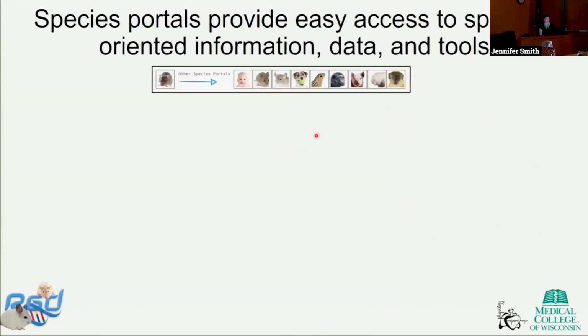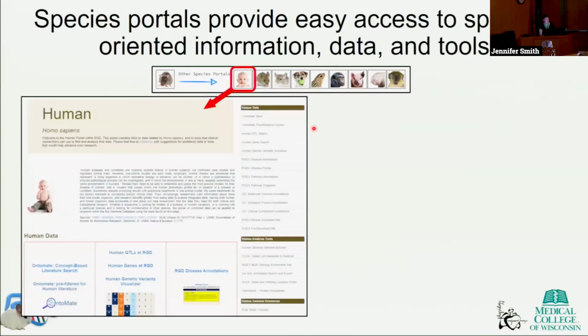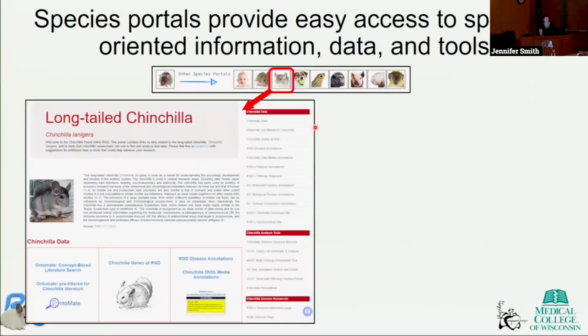Our species portals provide easy access to species-oriented information, data, and tools. For instance, this is the page for the human species. The layout is essentially the same for all of the species portals, although depending on the data and tools available for each, there are differences. So this is the top of the page for chinchilla.